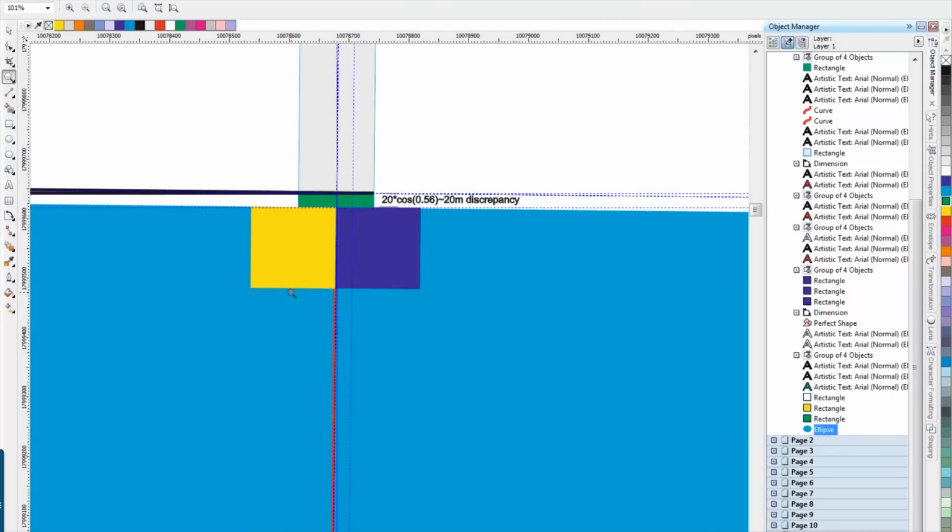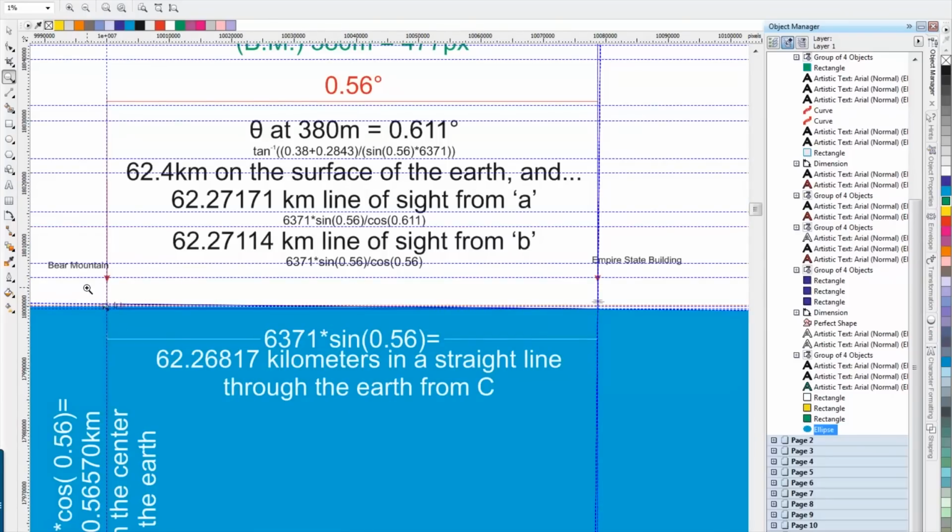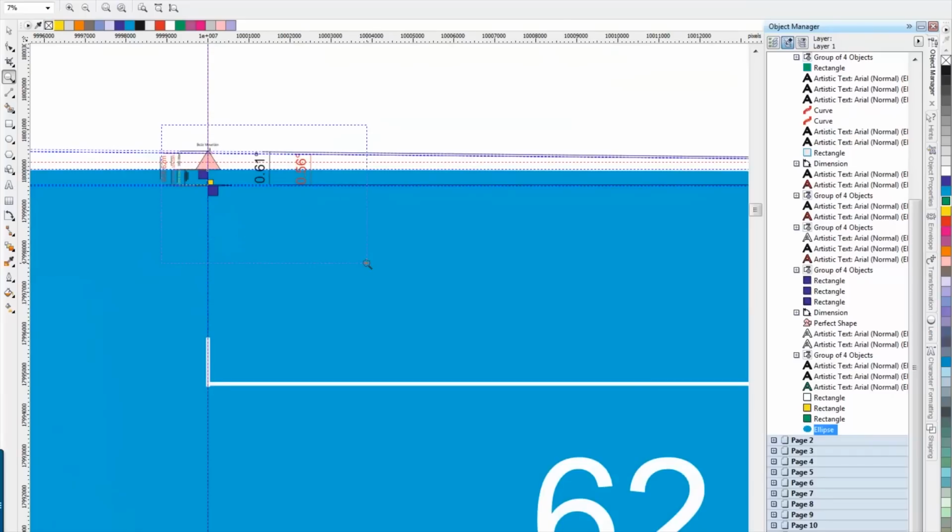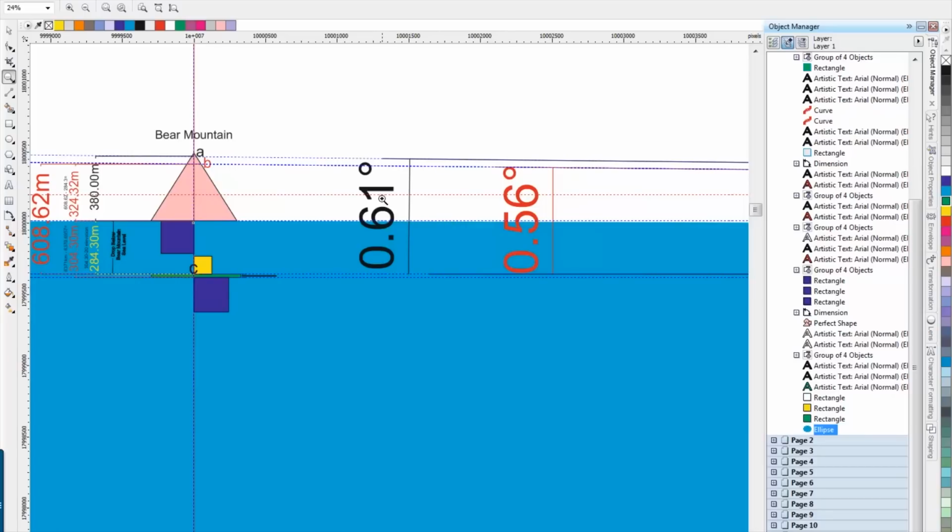Both angles meet at the base of the Empire State Building, and we can see the two angles here. 0.61 degrees is the angle that joins point A to the base of the Empire State Building, and 0.56 degrees is the angle that joins point B to the base. Both of these angles have a common perpendicular at point C here. There's a right angle going all the way to the Empire State Building and coming back to two different places. Each angle is different, 0.56 and 0.61 degrees respectively.